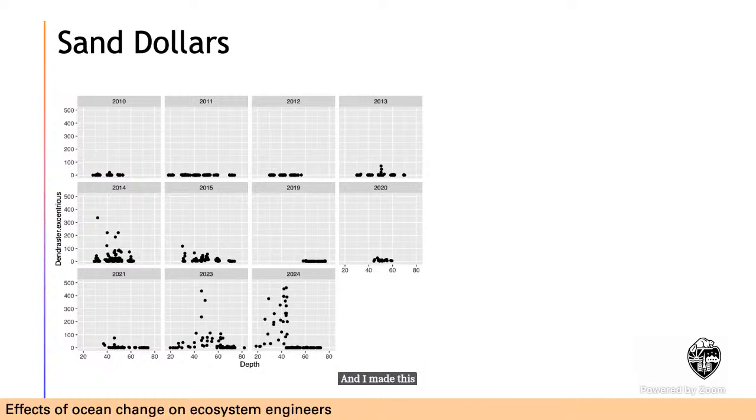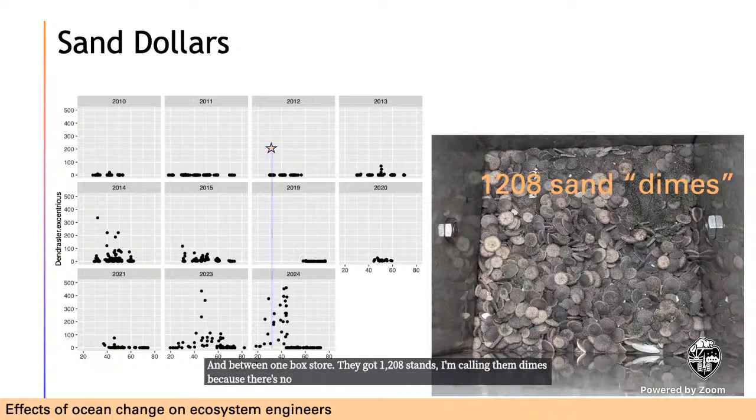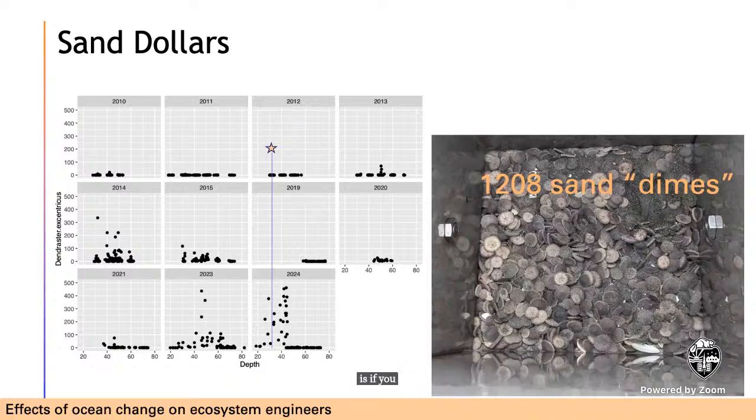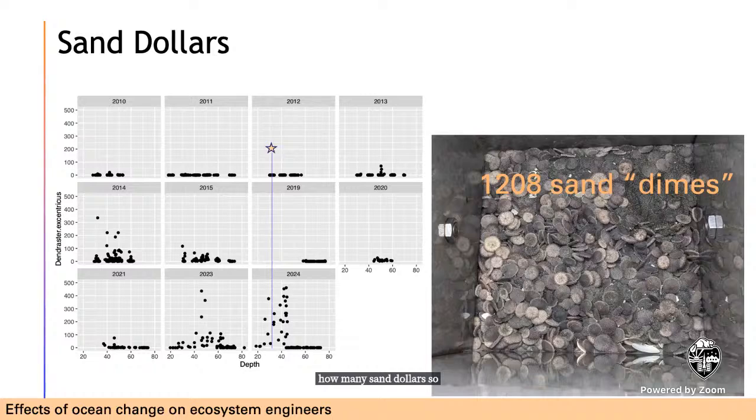I made this plot, and then last week we went out and in one box score we got 1,208 sand dollars. I'm calling them dimes because they're so small. I decided 500 for the first panel, 500 for the second panel. That's how many sand dollars. So if your seafloor used to be sand, and your seafloor is this now, that's really different.